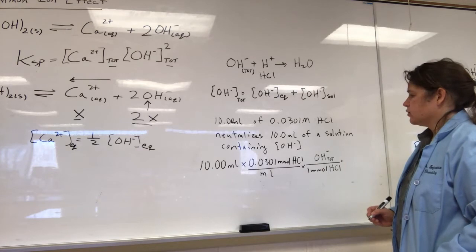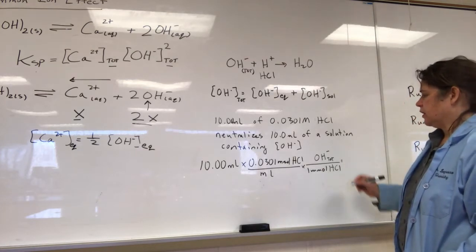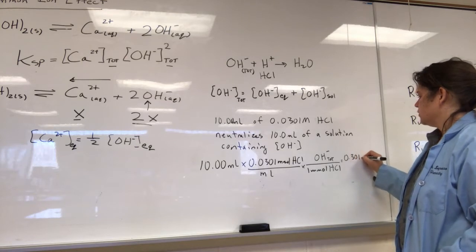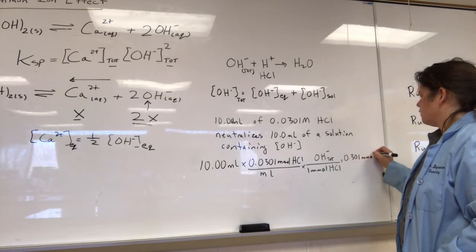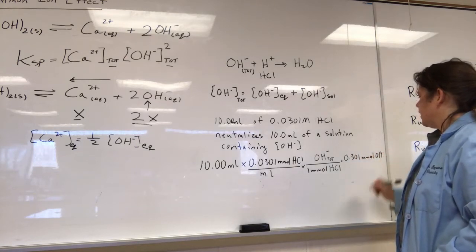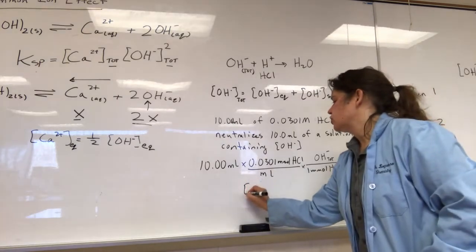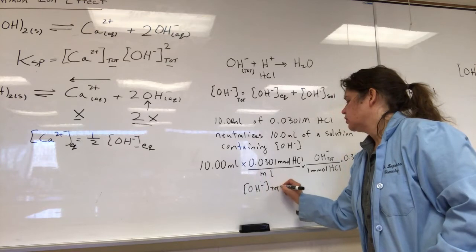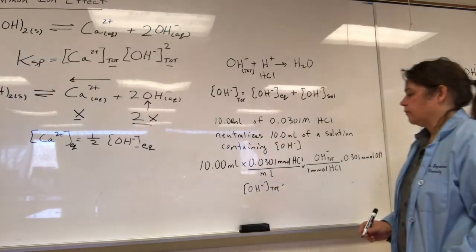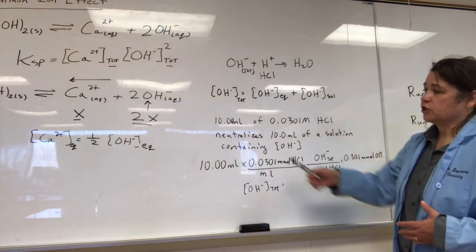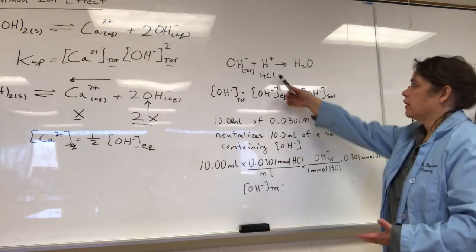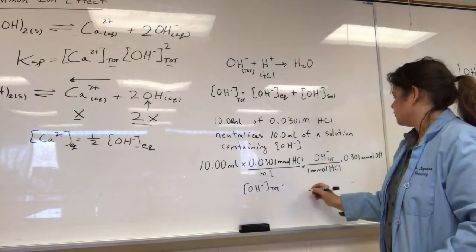We would get the total amount, that's going to be 0.301 millimoles of hydroxide that we've neutralized. And then to get the concentration of that hydroxide, again, this is going to be the total concentration, not just the concentration from the equilibrium. This will be whatever the hydrochloric acid finds in the solution.